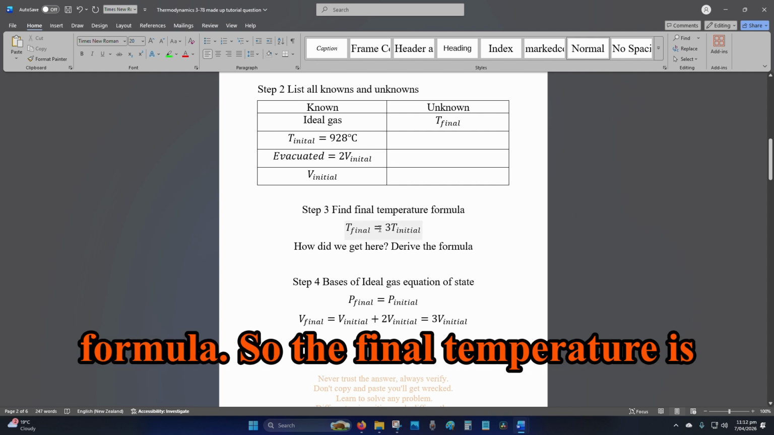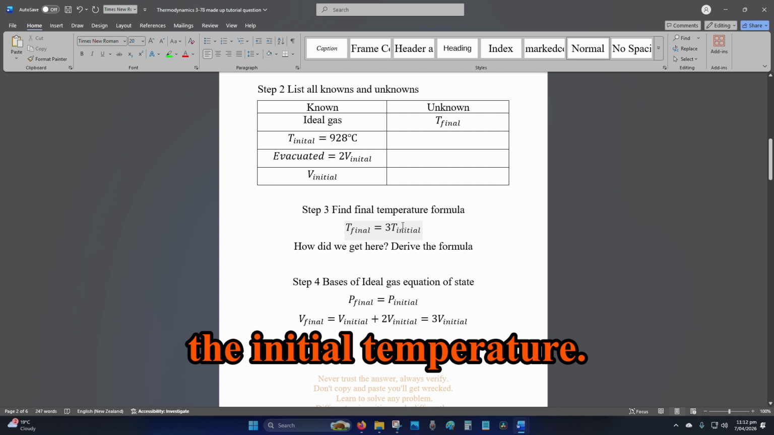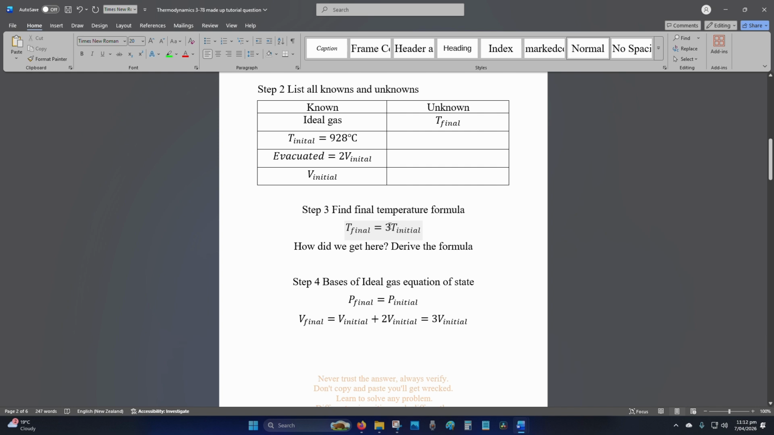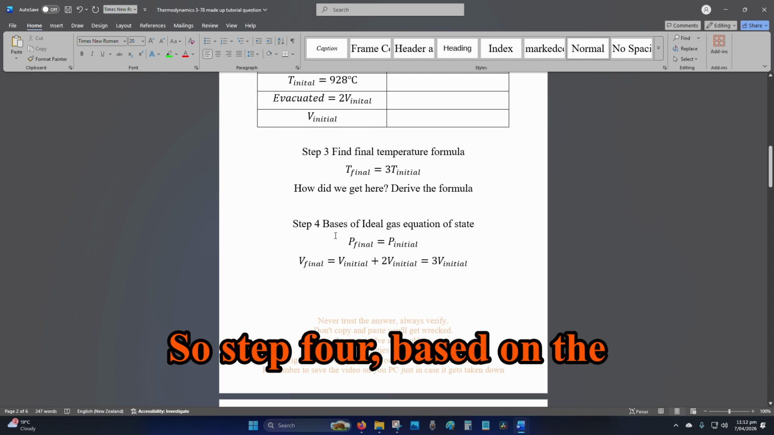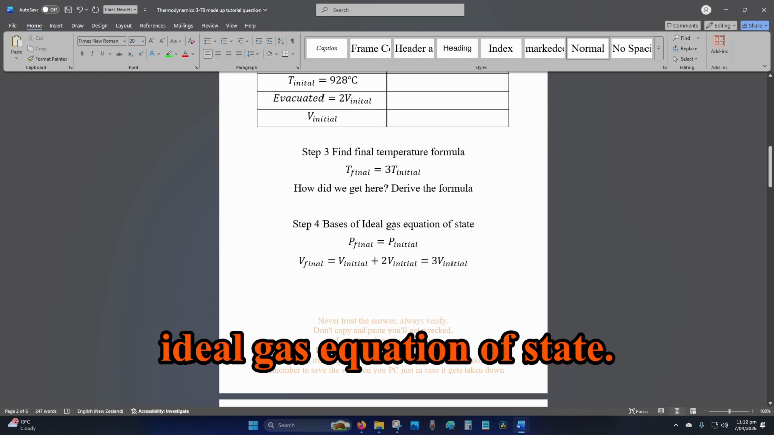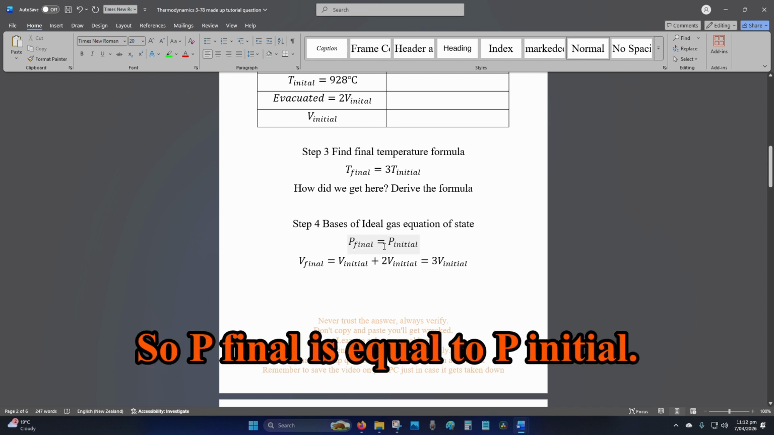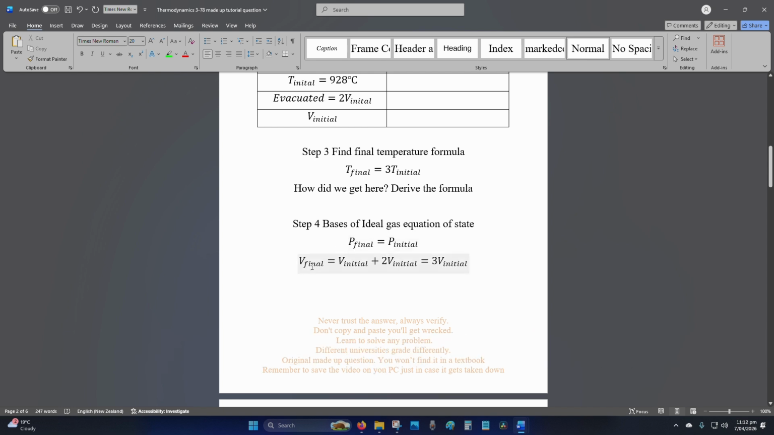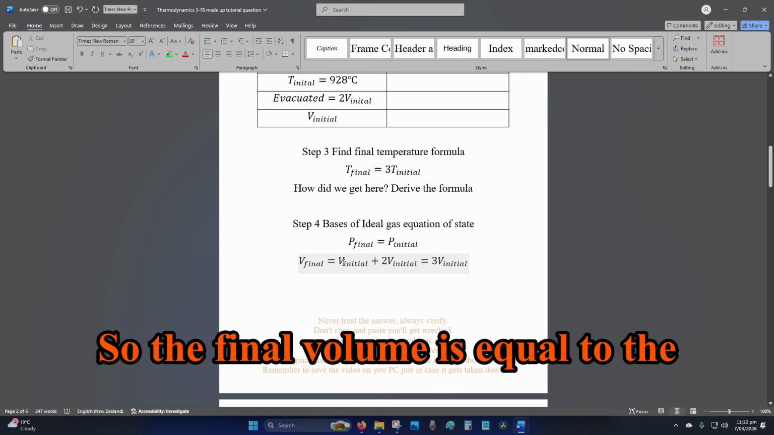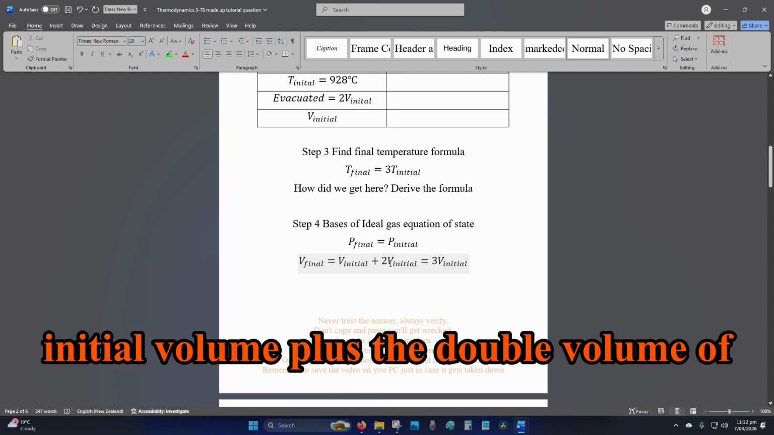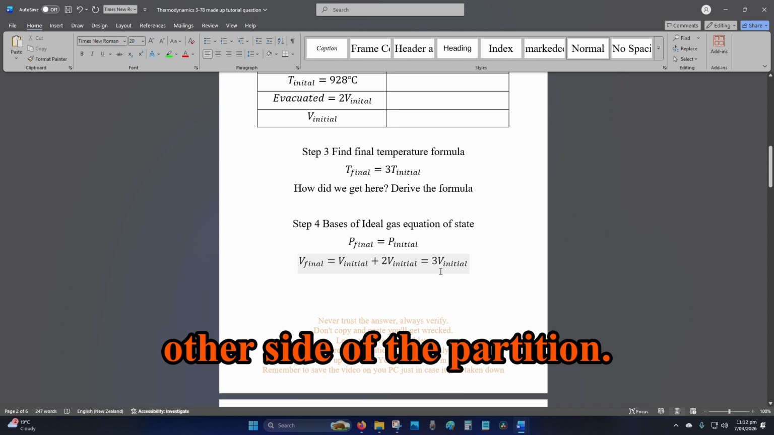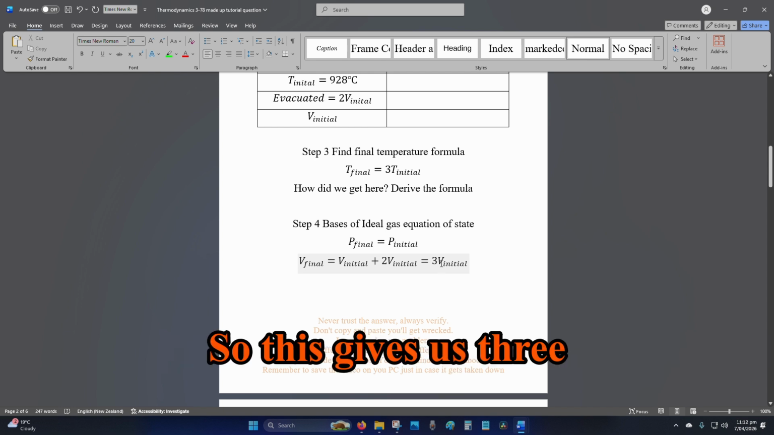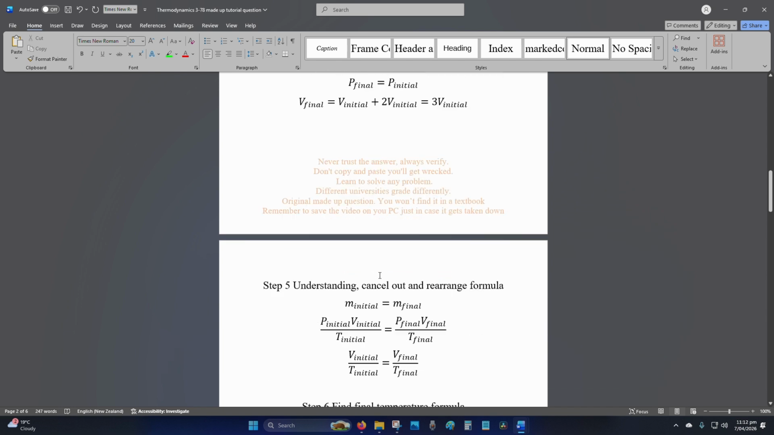So the final temperature is equal to 3 times the initial temperature. How did we get here? We're going to derive the formula. So step 4, based on the ideal gas equation of state, P final is equal to P initial. The final volume is equal to the initial volume plus the double volume of the initial on the other side of the partition. So this gives us 3 times the initial volume.